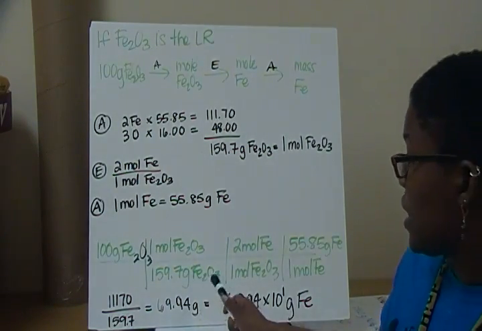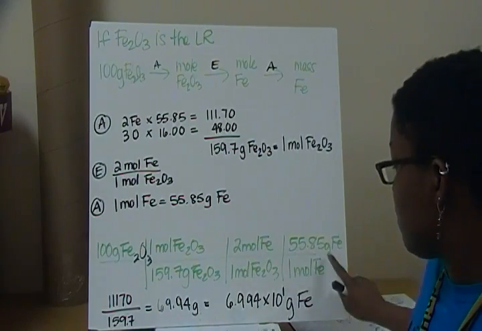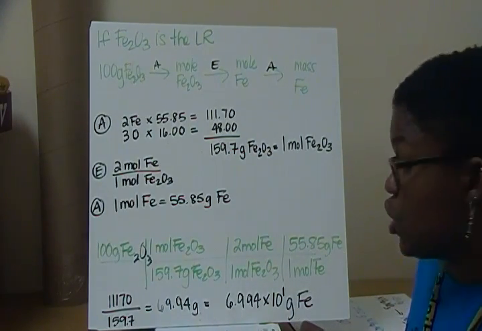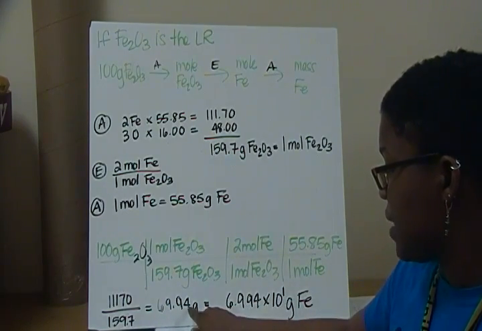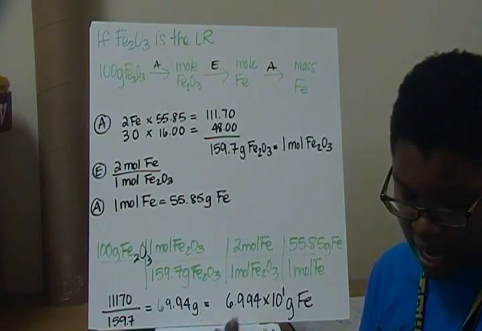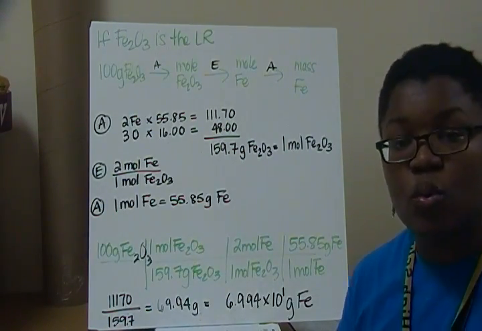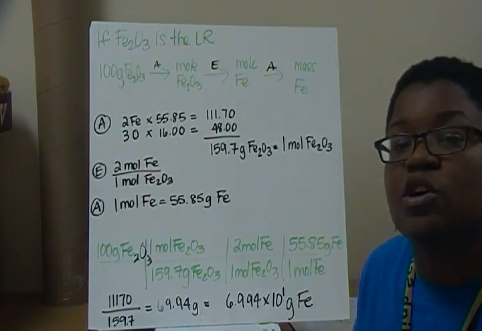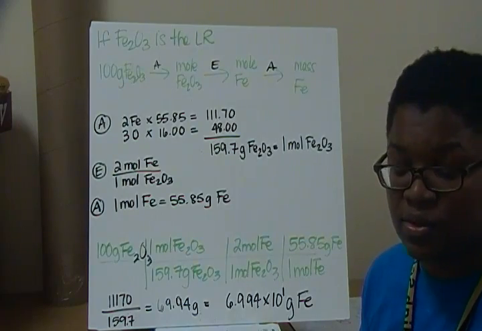Then we're going to have the molar mass of that substance, the mole ratio of that substance, and the molar mass of our unknown. We solve and we find that there are 69.94 grams of iron produced. The sodium produced about 81 grams. This one produced about 70 grams. Which one is the least? Just like in our corn muffin analogy, it happens that this one is the least.